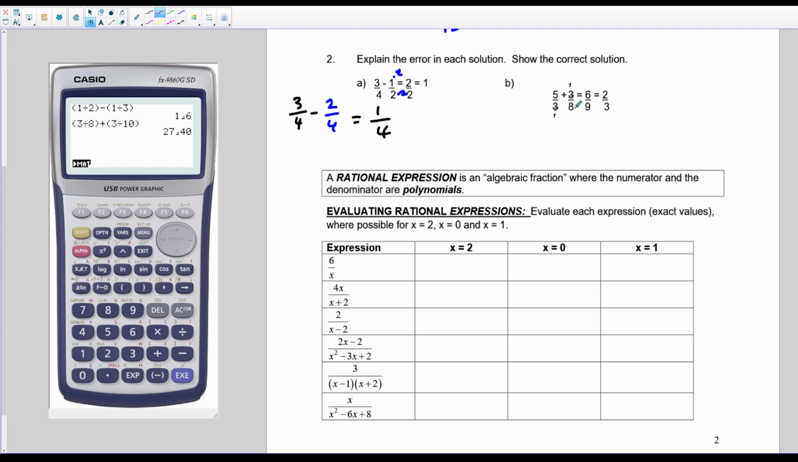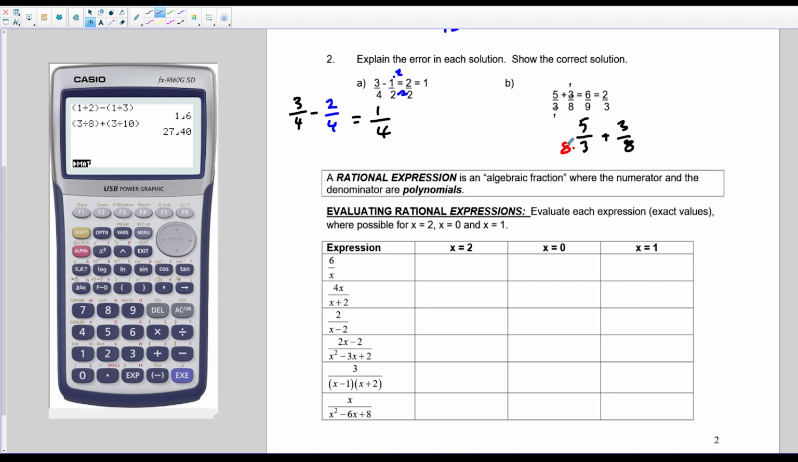For this problem, we can see that what they've done is they've tried to just get rid of a common factor on the top and the bottom, which is very incorrect. So again, we're going to start by finding our common denominator. So let's go ahead and rewrite this. 5 over 3 plus 3 over 8. Our common denominator between 3 and 8 in this case is going to be 24.